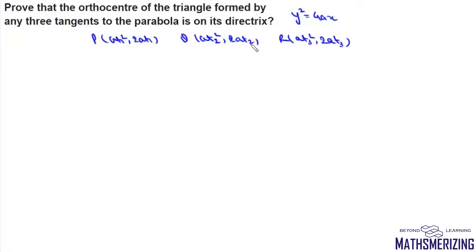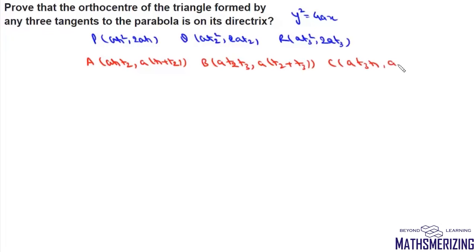Now let us say the points of intersection of tangents are A, B and C. So we know that A is (a t1 t2, a(t1 plus t2)), B is (a t2 t3, a(t2 plus t3)), and C is (a t3 t1, a(t3 plus t1)). So now we have this triangle ABC formed by tangents. Now we need to find the orthocenter of this triangle.